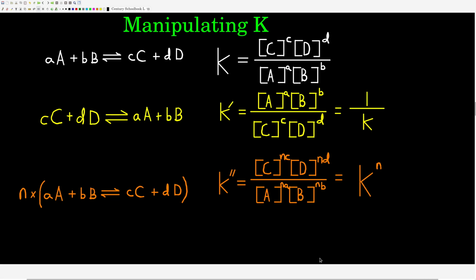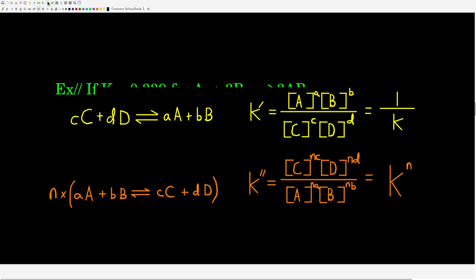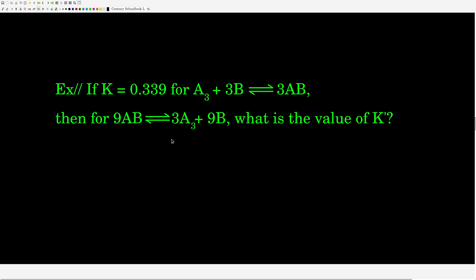So the upshot of that is that when we multiply the coefficients of an equilibrium reaction through by some number, we raise the original K to that power to get the new K, the power of what we multiply through by. So here's an example. We're given that the K, the equilibrium constant for this reaction here, A3 plus 3B in equilibrium with 3AB, is equal to 0.339. What is the value of the equilibrium constant for 9AB in equilibrium with 3A3 plus 9B? So guys, go ahead and figure that out, and when you get an answer, come on back.